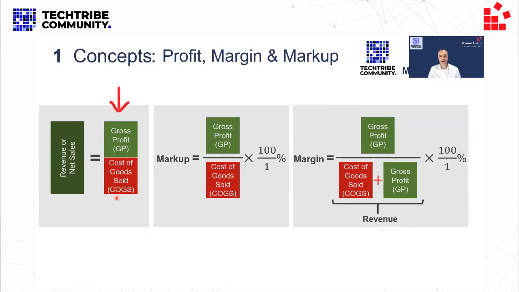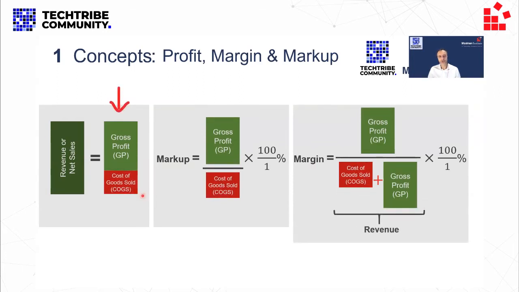And then also have a look at what happens with markup and margin when we change that ratio. So say that we have a very high gross profit, then the cost of goods sold is less. That's the reason for the high gross profit. So now cost of goods sold is smaller than gross profit. So you can see that that's why the markup number can be more than 100%.